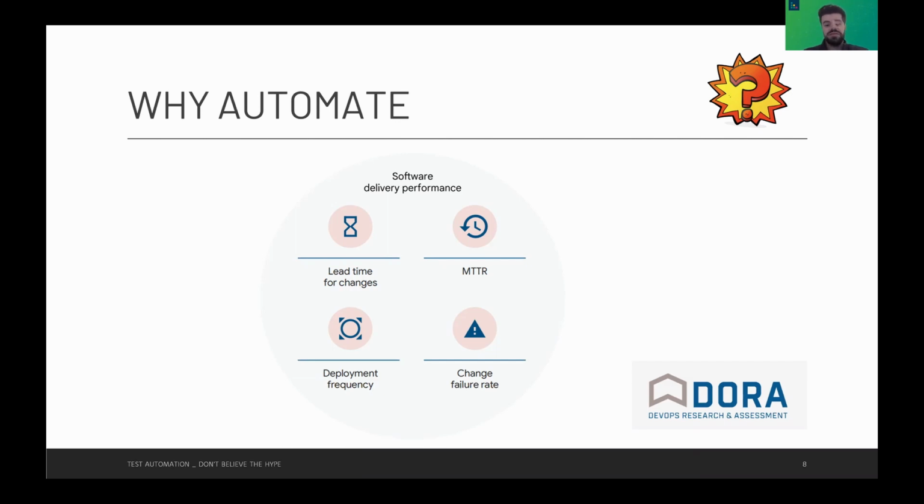So you have the lead time for changes, so the time from when you start developing something until it goes to production, the mean time to recovery, that means the time you take to recover in case something wrong happens with your system, the deployment frequency, how many times you can deploy in a week, let's say, and also the change failure rate. So you might be able to deploy a lot, but also you need to make sure that most of those deployments don't go wrong. And how can you achieve or improve all these indicators? Well, with automation. That's what DevOps vouches for.